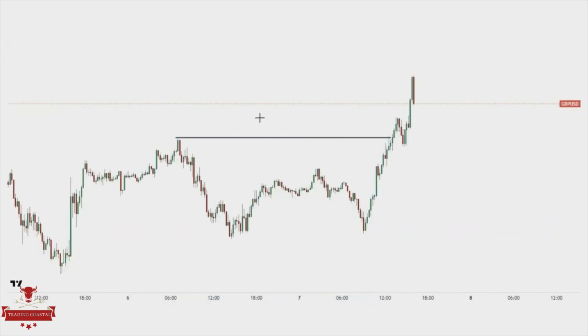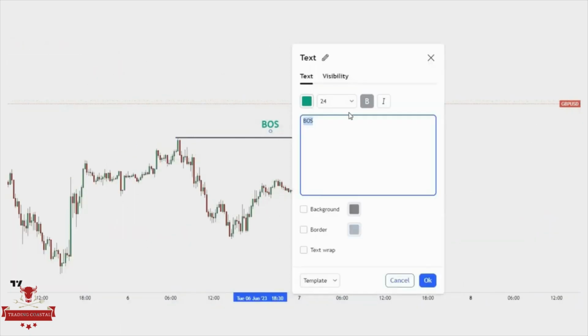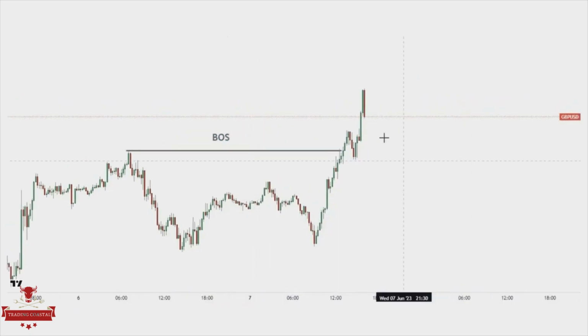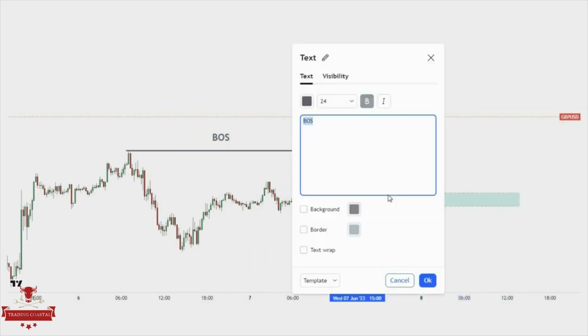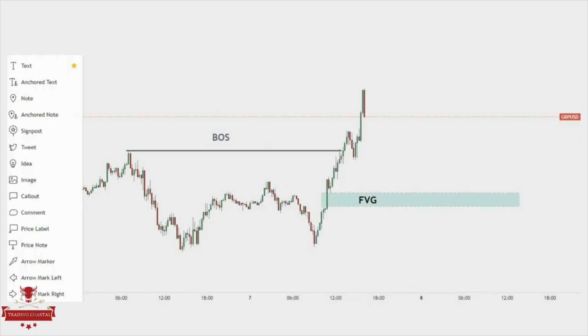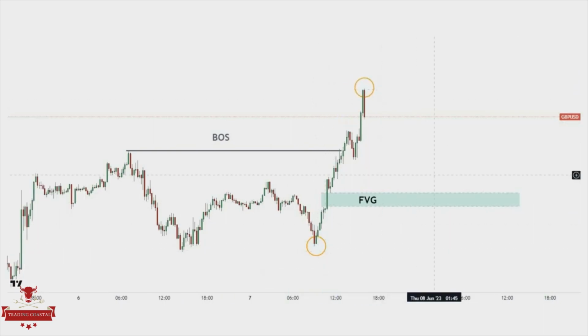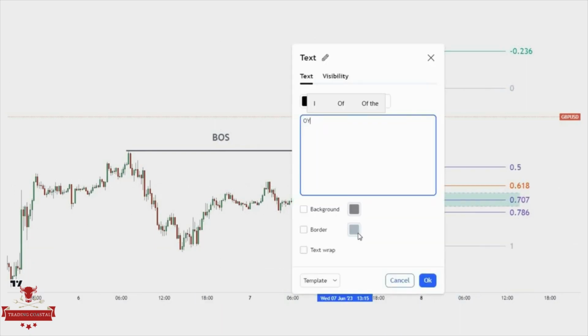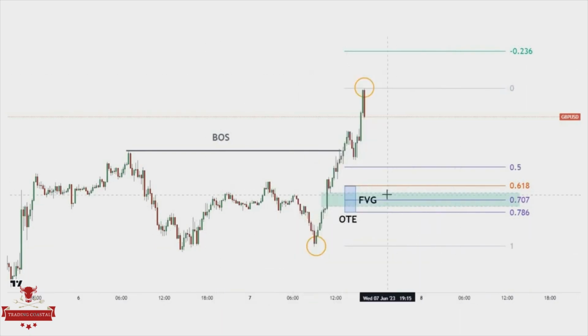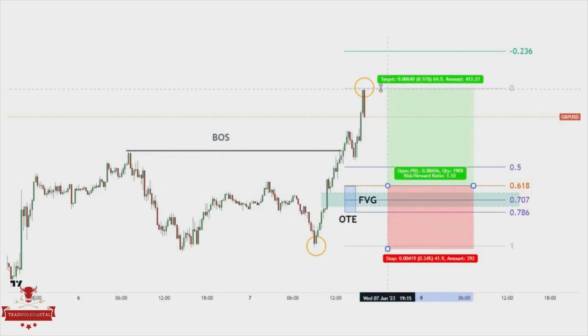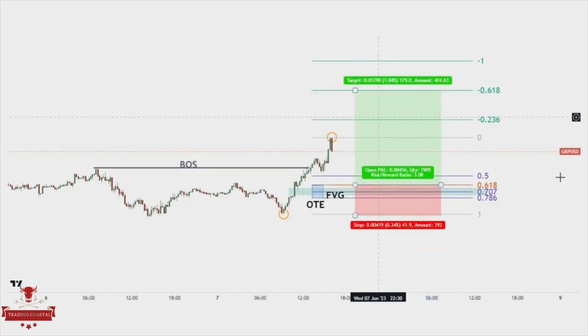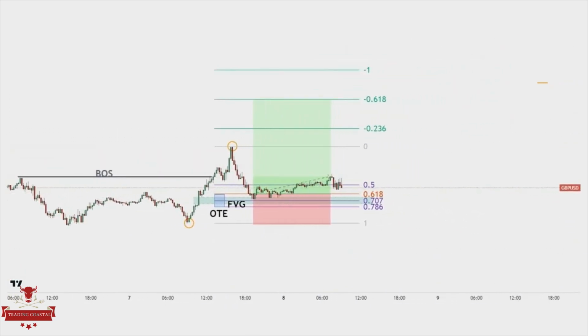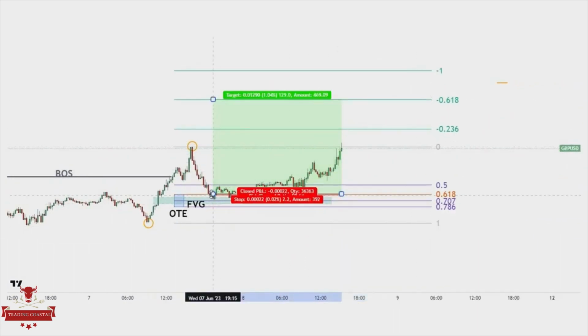Moving to a 15-minute chart, the second example displays a market structure break to the upside. By using Fibonacci retracement with candle bodies from the low to the high, you can identify an optimal trade entry in an area that coincides with a fair value gap. Entering the market in this area, you would place your stop below the lows. Consider taking your first profits at the retracement high, followed by the 23.6 retracement.